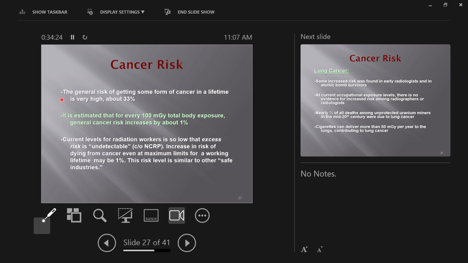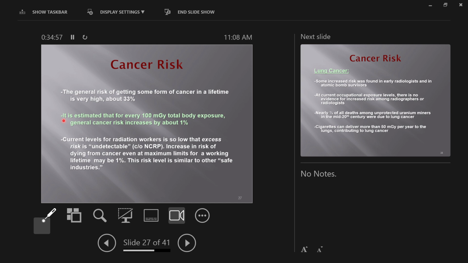1 in 3. It's estimated that for every 100 milligray of exposure, the cancer risk increases by about 1%. You're going to receive maybe 200 maximum milligray, let's call it 500 milligray, to just go way above what you're probably going to get. That's a 5% increase. It takes your chance of developing cancer from 33% to 38%. Still not a 50% chance. It's not a coin flip's chance. Still pretty high though, right? It's a 3-sided coin, right?